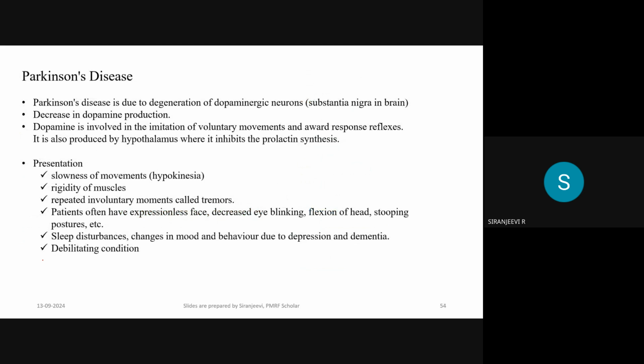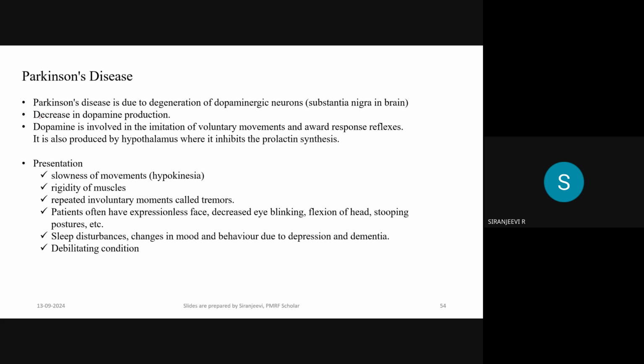And the first disease in this case that we see is Parkinson's disease. This is due to the degeneration of the dopaminergic neurons of the substantia nigra in the brain, and this leads to a decrease in dopamine production in the body. This dopamine is involved in the initiation of voluntary movements and in avoiding response reflexes. It is also produced by the hypothalamus, where it inhibits prolactin synthesis.